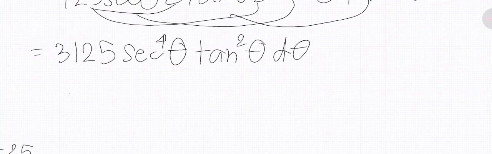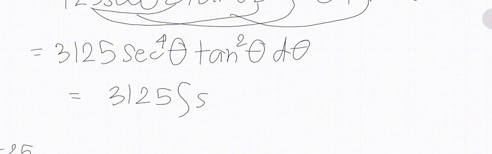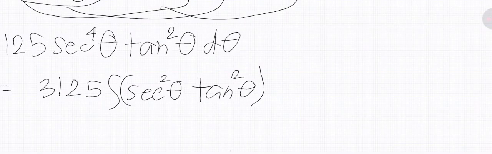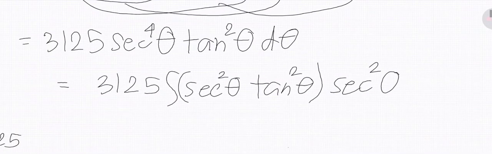Next, we have 3,125. Using the identity, we have secant squared theta, tan squared theta, close parenthesis. So we have secant squared theta d theta.